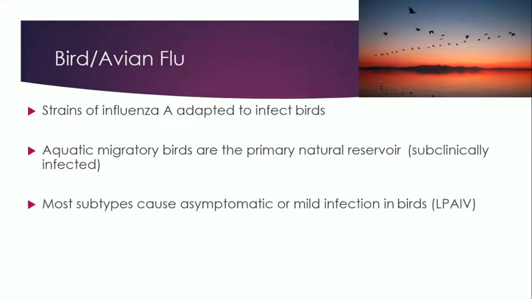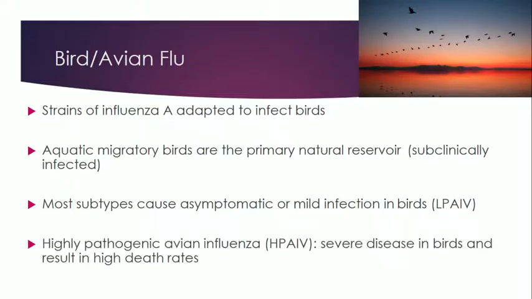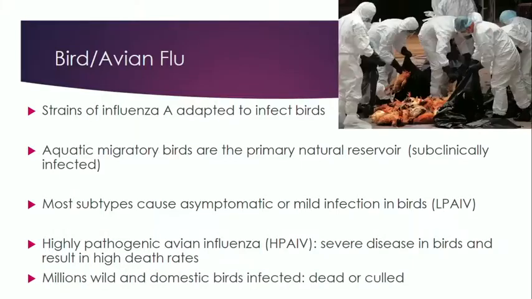So very often we do not know that they have it, but they are spreading it around the world, and that's a particularly big problem. So there are two different classifications for these. We have those which cause an asymptomatic or mild infection, also known as the LPAI, low pathogenicity avian influenza virus. And then we also have those that are highly pathogenic, also known as the high pathogenicity avian influenza viruses. And these cause severe disease in birds and result in high death rates.